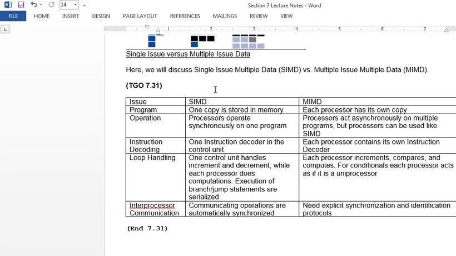So then each processor in the MIMDs contains its own instruction decoder. So if you're doing an SIMD, you're going to have multiple operations running on these things. You have, again, ALU, registers, data memory.